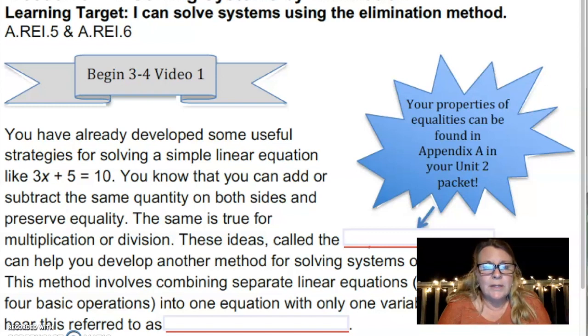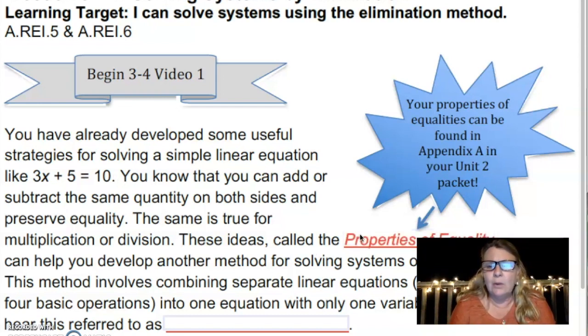So what we're going to do in this is refer back to several of the things that you already know, like you already know how to solve simple linear equations like this one right here. We have 3x plus 5y is equal to 10. You can add or subtract the same quantity from both sides and you will preserve the equality. You can also multiply or divide both sides by the same quantity and you still preserve equality. So these ideas are called the properties of equality.